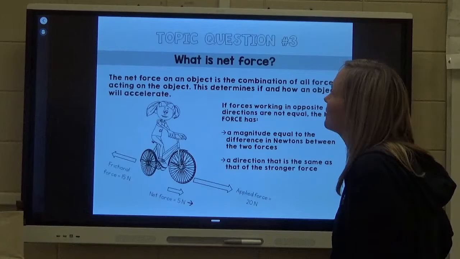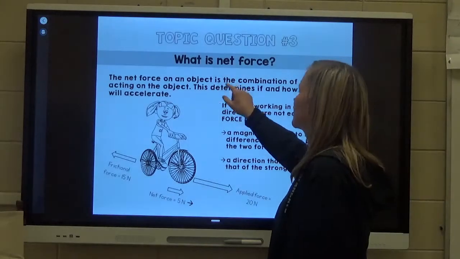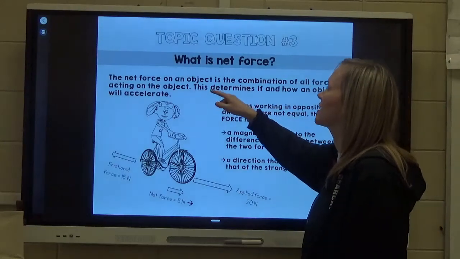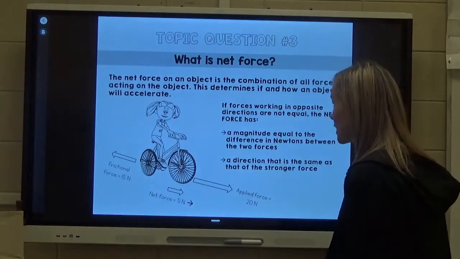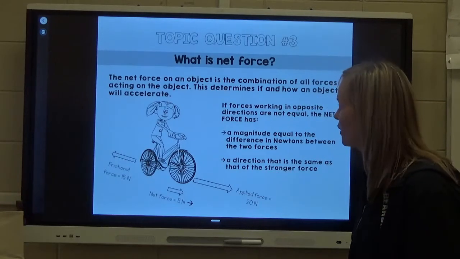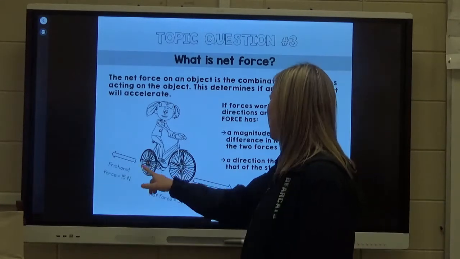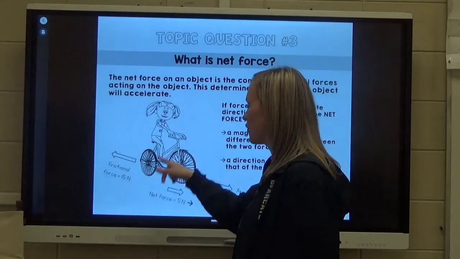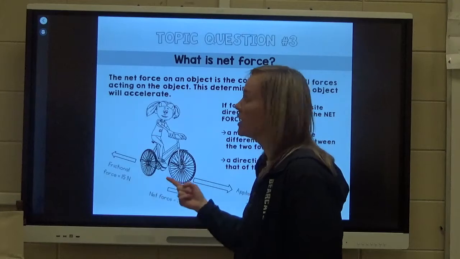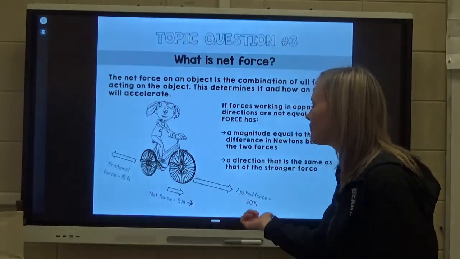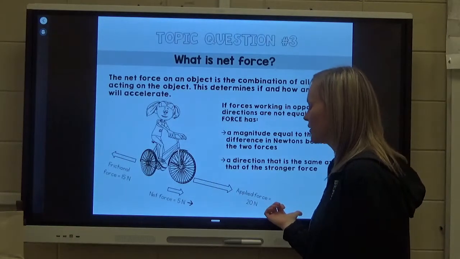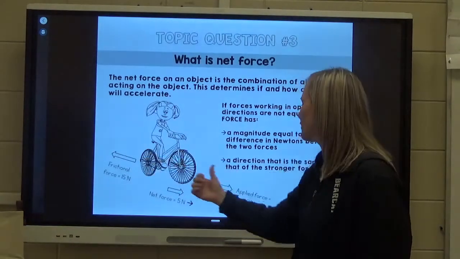All right, what is net force? Net force on an object, a good definition to know, is the combination of all the forces acting on that object. This determines if and how an object will accelerate. Here we have some forces being applied. We have a frictional force of the wheels on the ground applying a force of 15 newtons to the left. We have an applied force by this little girl pedaling of 20 newtons to the right.